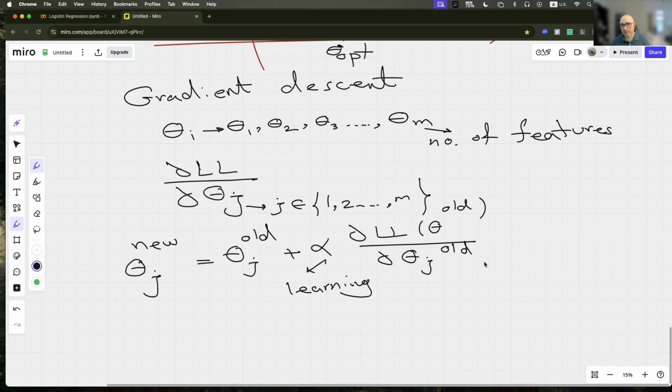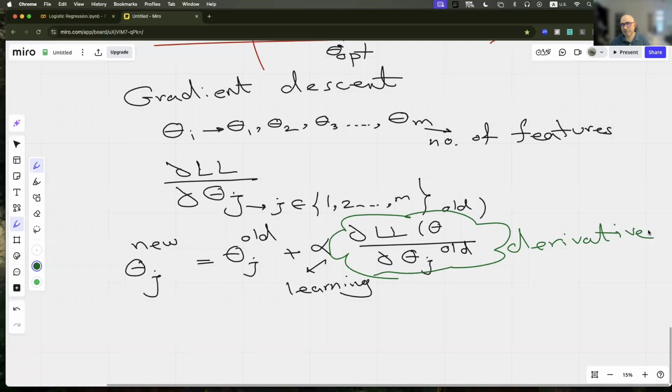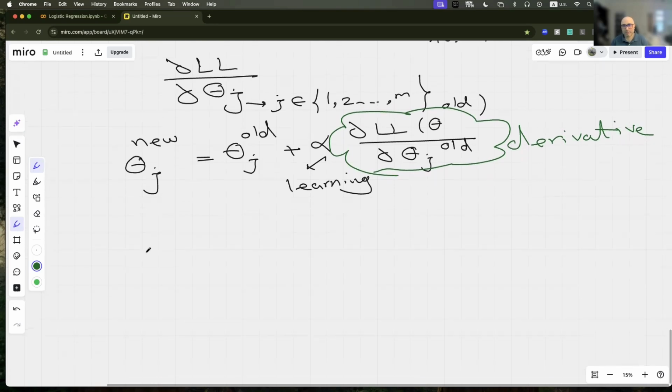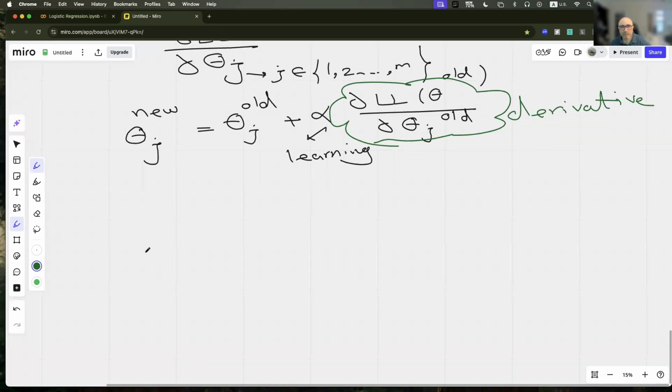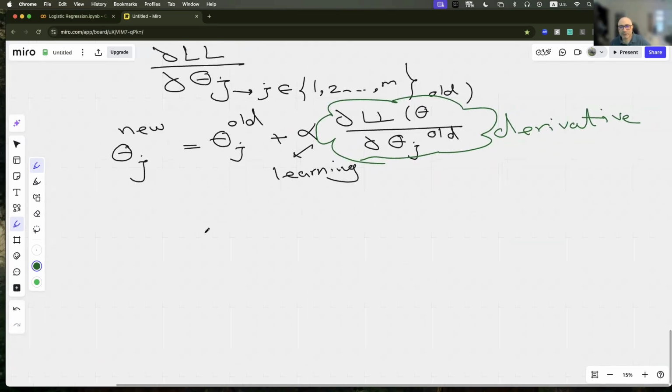So what we need in here to calculate this is this derivative. How do we do that? To make it easy to calculate this, we can actually use the chain rule, and this is how it works.